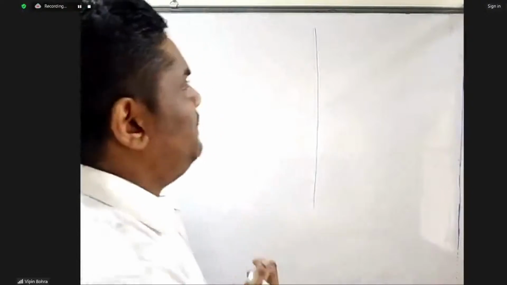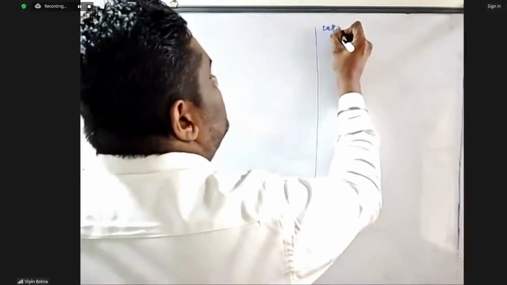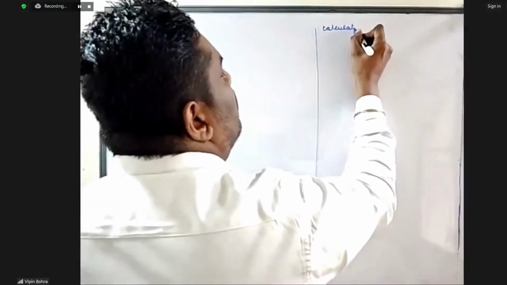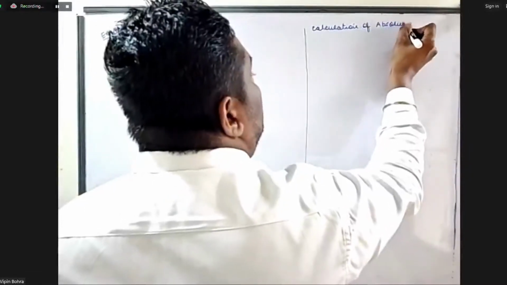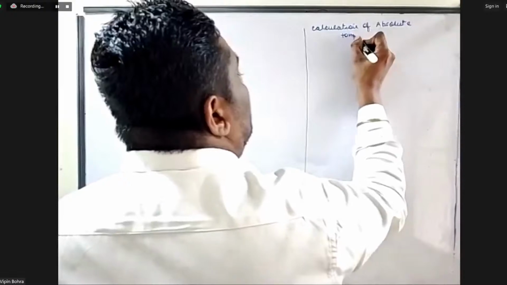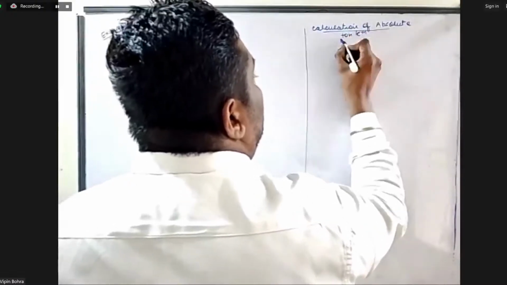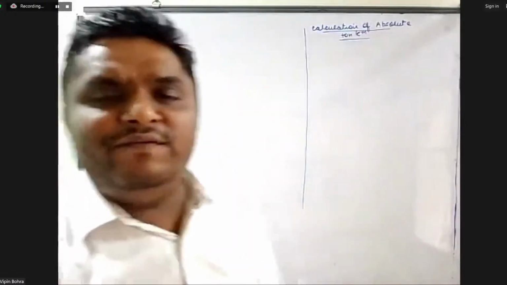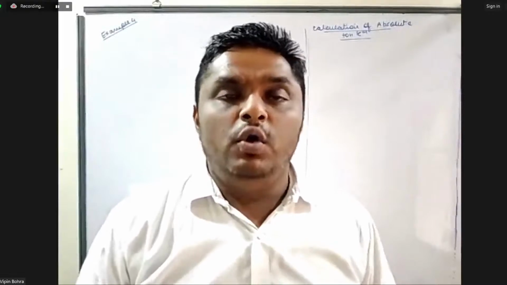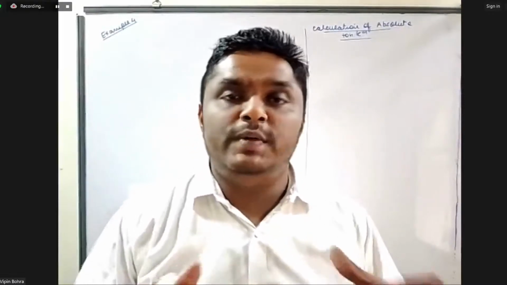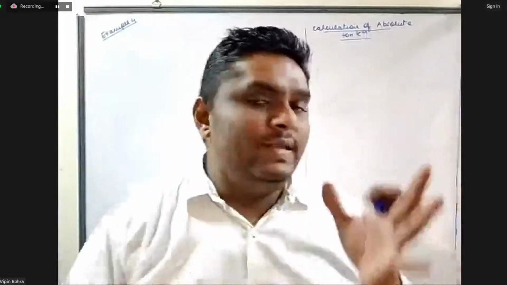So let's start with example number 4, calculation of absolute ton kilometer. Even if the question is silent, you have to calculate absolute ton kilometer. That is the weighted average approach. No need to use the simple average approach because it's incorrect. The simple average approach, or commercial approach, is to be used only when asked.